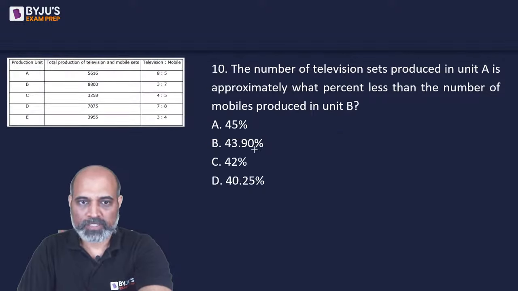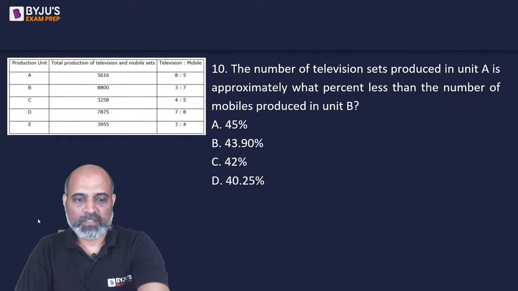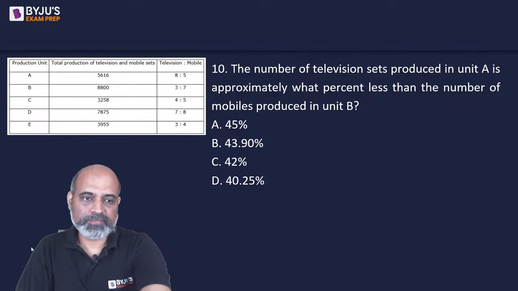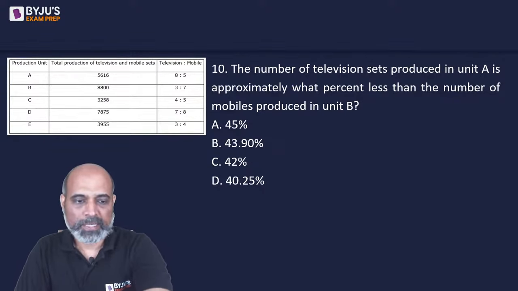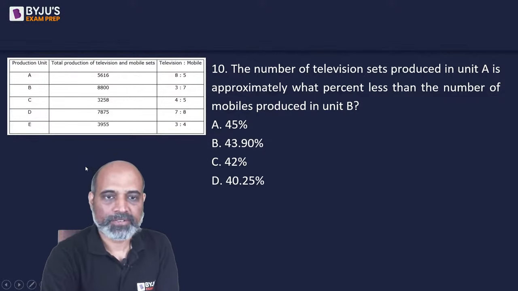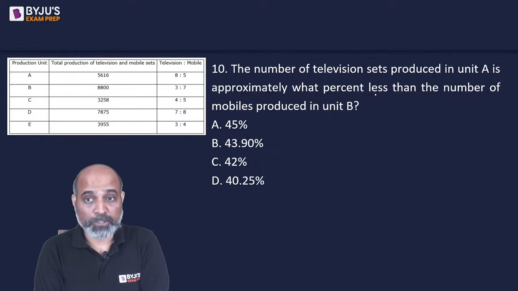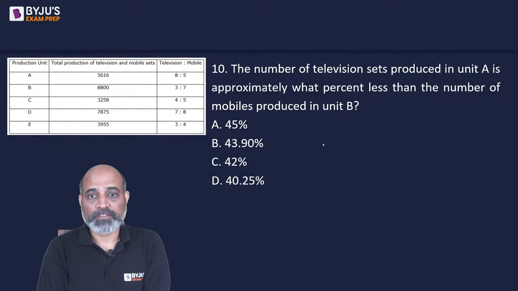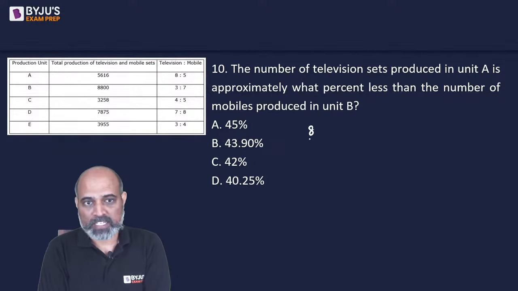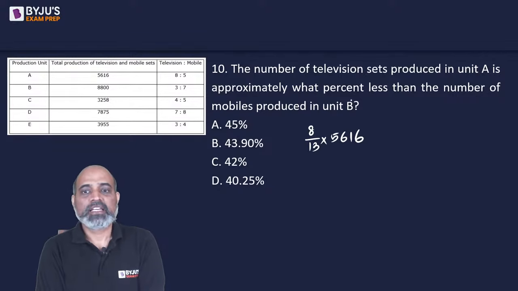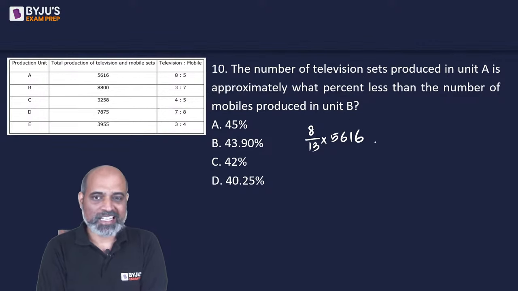Give me a moment. Yep, ready now. Let's look at the first question. The number of television sets produced by unit A, which is 8 by 13 of 5616, is approximately what percent less than the number of mobiles produced in unit B? So divide it.